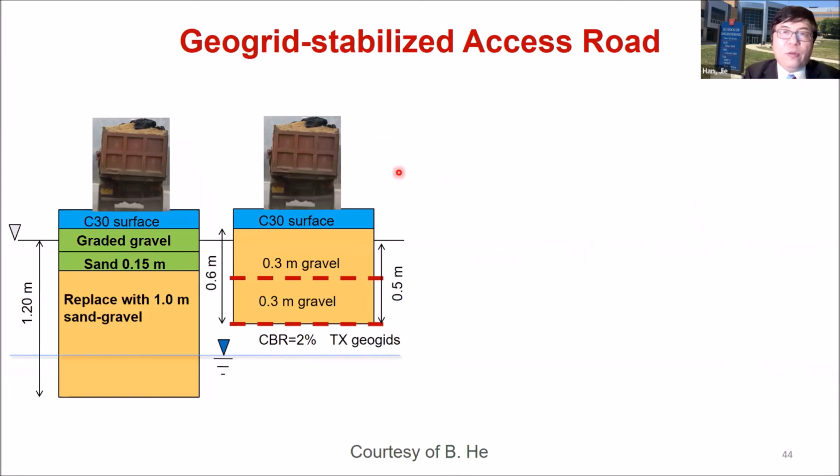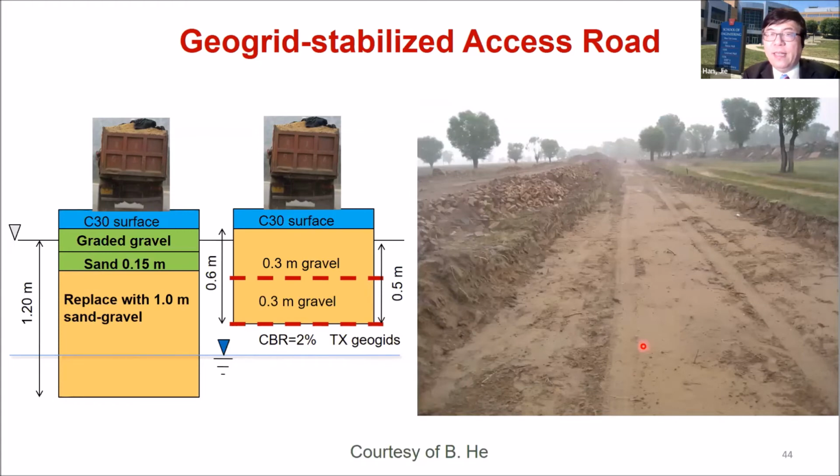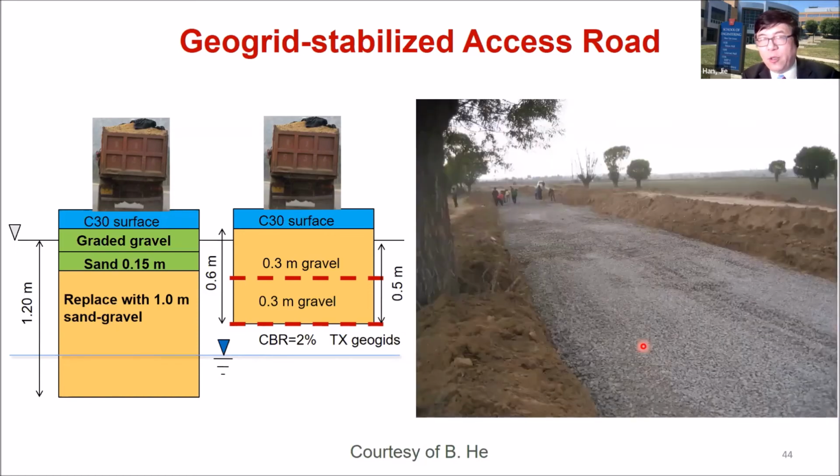This is the one dealing with a geogrid stabilized access road. For this case, there's a high groundwater table. The original design had a section of 1.2 meters with a very soft subgrade, 2% CBR, and used 2-layer triaxial geogrid, reducing the section to 60 centimeters to avoid the groundwater table. Here basically I show you the picture. This is before using the geogrid. As you can see, when you excavate down, you will see the groundwater table. That creates a problem for construction. But if you use the geogrid, then you will not encounter the groundwater table. Then you can place the geogrid and the base course to finish the project much faster.